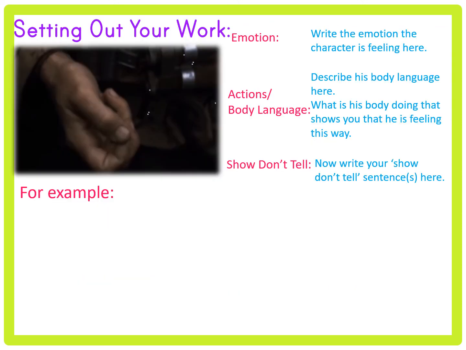What we're going to do now, this is how we're going to set our work out. So there is a sheet that goes with this lesson in your pack that has Thursday on the top. We are going to write the emotion the character is feeling at the top. And then we are going to describe his body language here. What is his body doing that shows you that he is feeling this way? And then write your show, don't tell sentence.